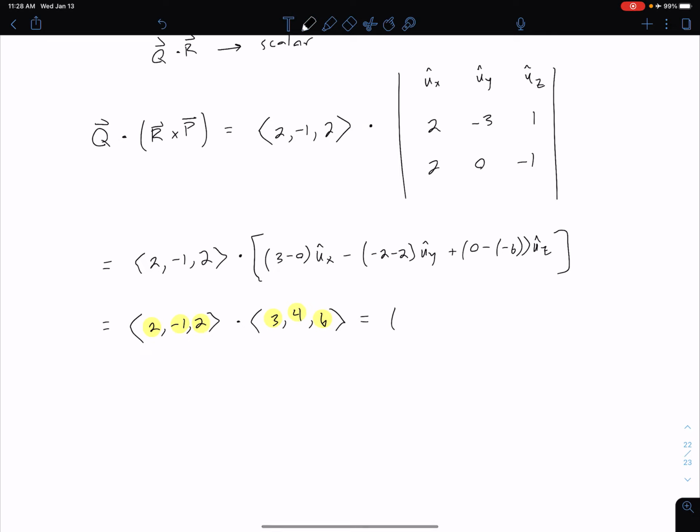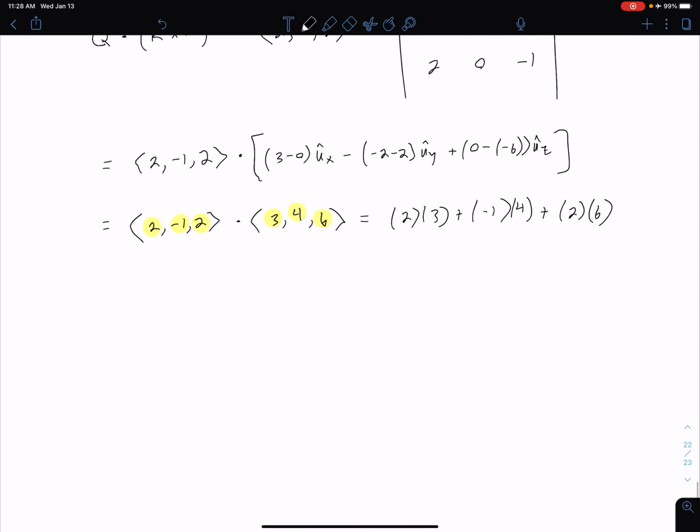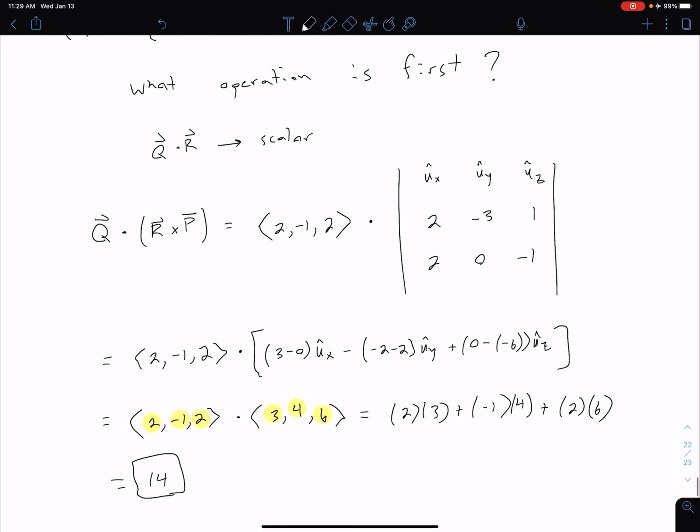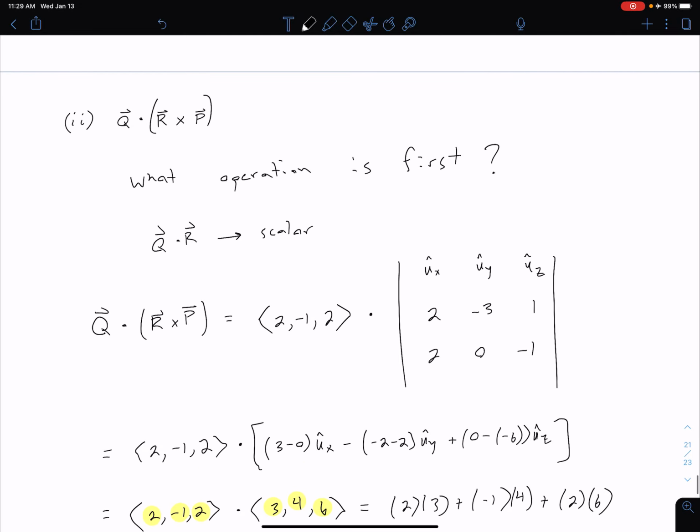So what that looks like is we're going to have 2 times 3 plus -1 times 4 plus 2 times 6. And so putting all of that together, we see that equals 14. So that would be our answer for the second part. One thing we can notice too, though, is that this form is the same as what we saw when we used our scalar triple product.